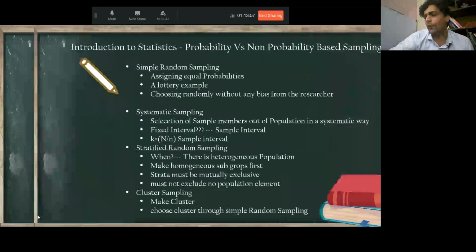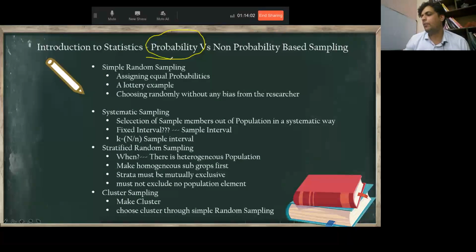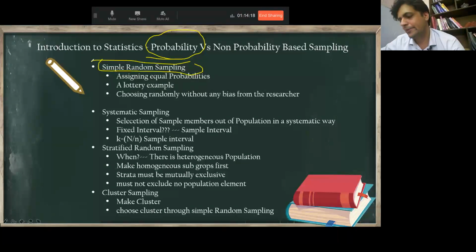Now let's talk about the types of probability sampling. That's really important because that's the sampling you're mostly going to deal with in your practical life and also in your student life. So the first one is simple random sampling. As the name says, it means it's really simple. How simple is it? Let's see.